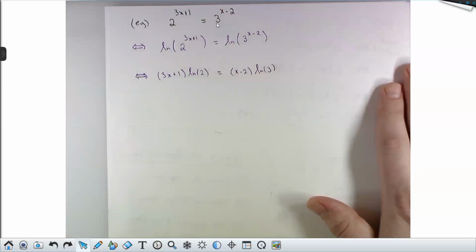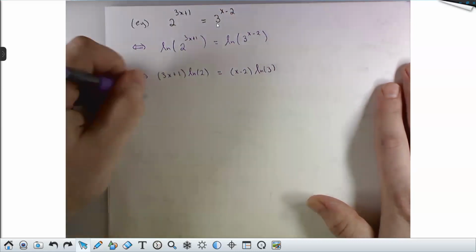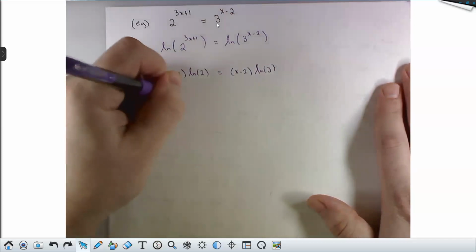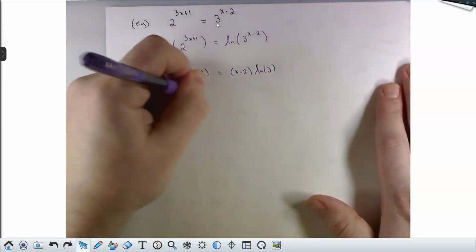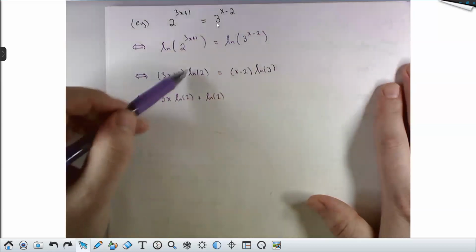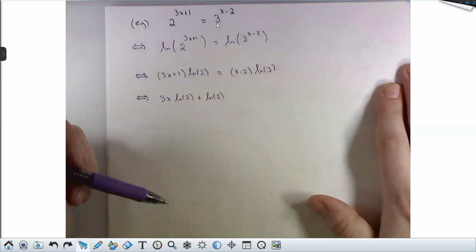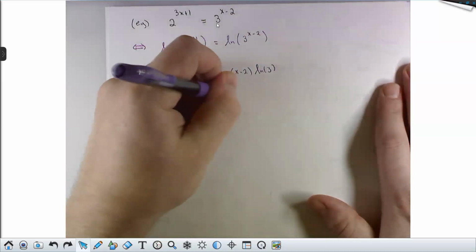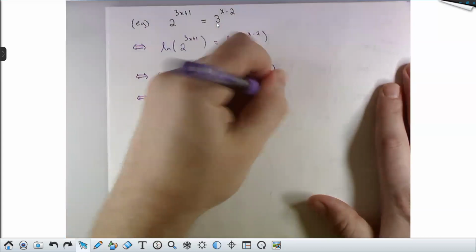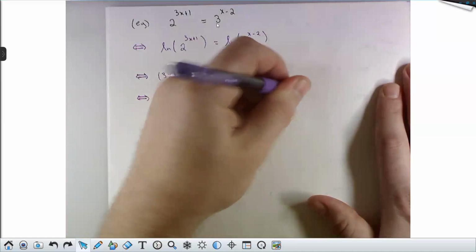Now I want to isolate the x's. That's my goal. So I'm going to blow everything apart. I'm going to distribute everything. This is 3x times the natural log of 2 plus 1 times the natural log of 2. I'm taking this ln of 2 and I'm distributing it. And I'll do the same thing on the right-hand side. That's x times the ln of 3 minus 2 times the ln of 3.